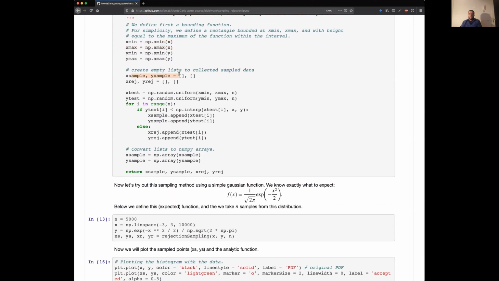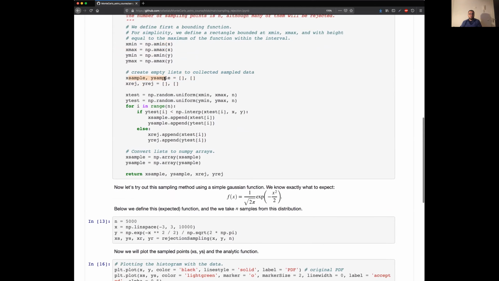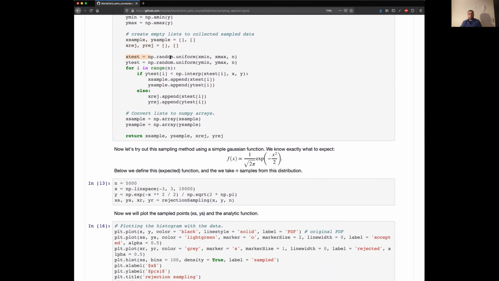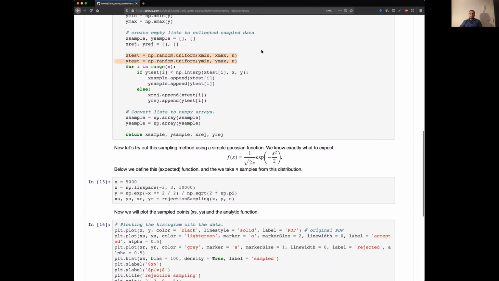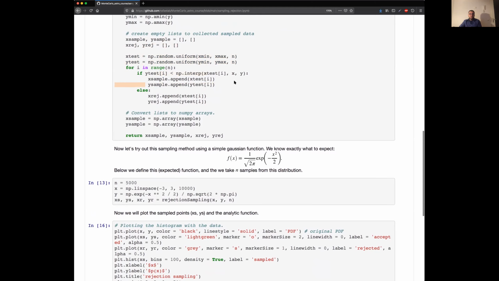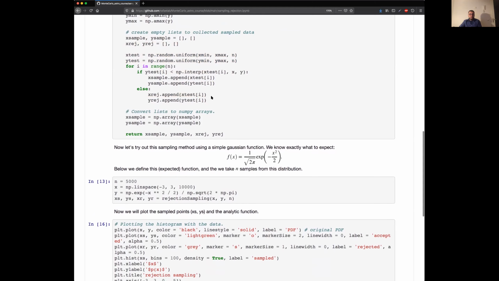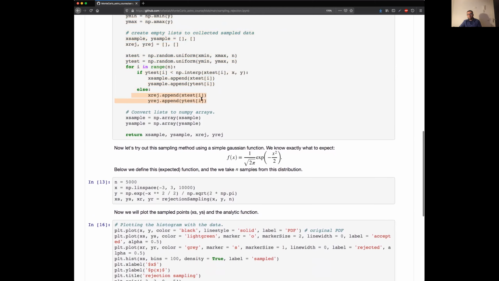And then I'm going to create empty lists to accept the samples and reject values. I'm going to draw random values within this rectangle, in x and y. If this falls under the curve, so if the random values that I just selected are smaller than my probability distribution function, I accept it; otherwise I reject it, which is this else condition.